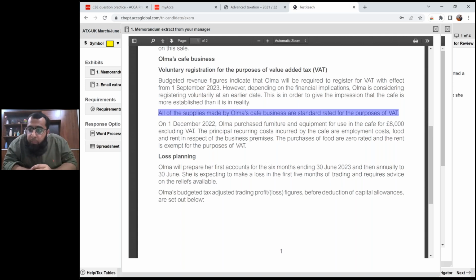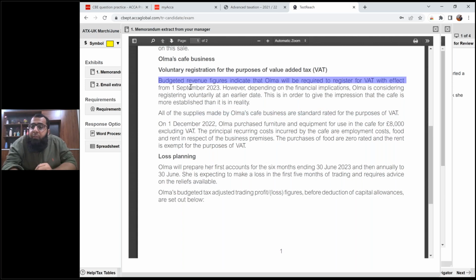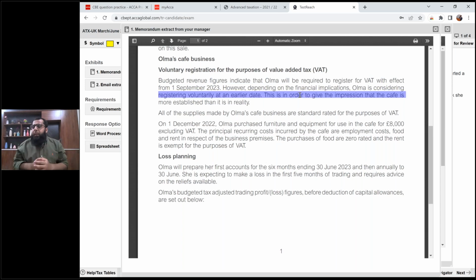Okay. Now one more student has asked, sir, if she does not purchase and sell standard rated goods, then why register for VAT? She will get compulsorily registered for VAT from 1st September 23, so her compulsory registration will apply anyway. And she says she wants to register for VAT voluntarily so that she appears to be a big business. There is no issue in it. There is no manipulation. She's not doing any wrong thing. It's the right of everyone to get themselves registered for VAT.